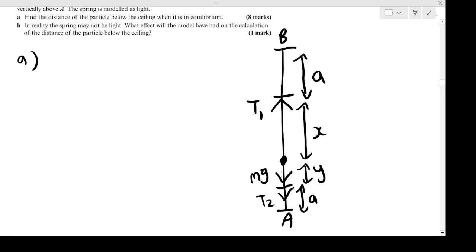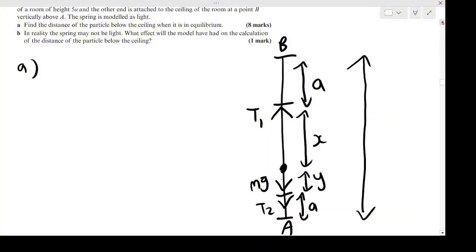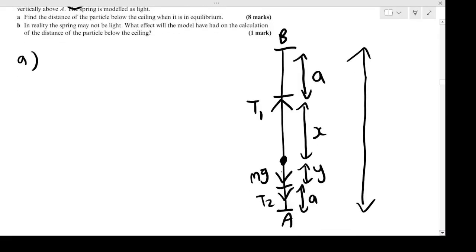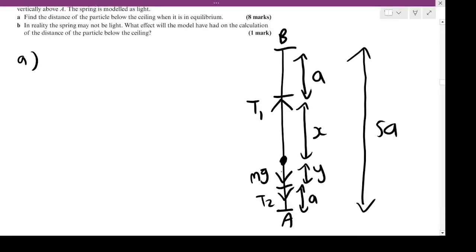And lastly, we also know the total height from top to bottom, because we also know the height of the whole room from ceiling to floor is 5a. So we can add that on as well. And that's everything we can do, right? So hopefully you're happy with this setup here.